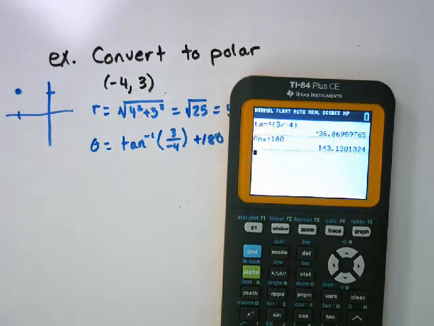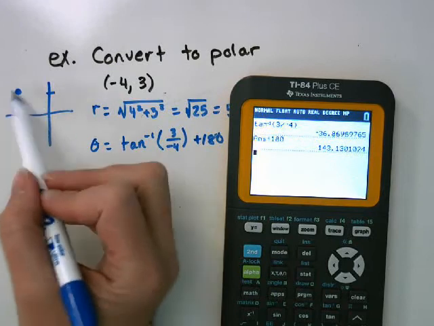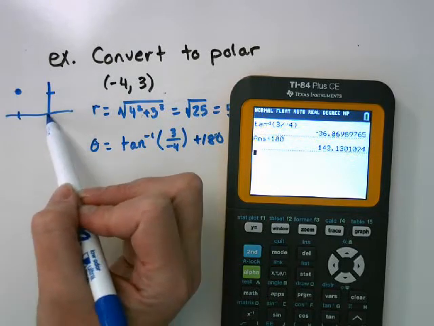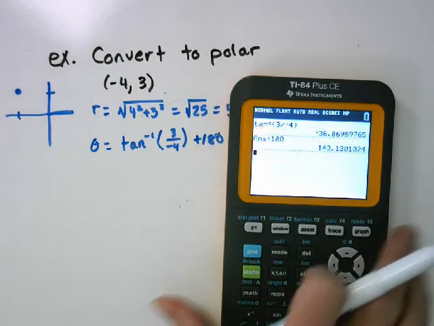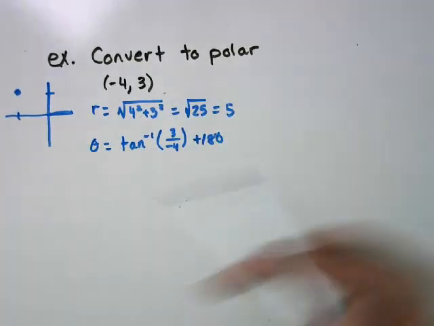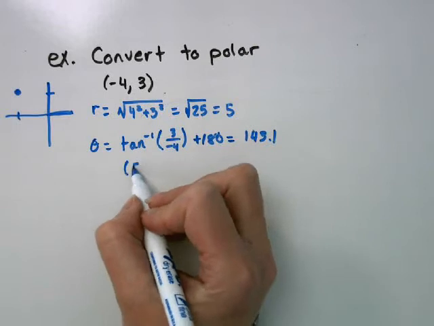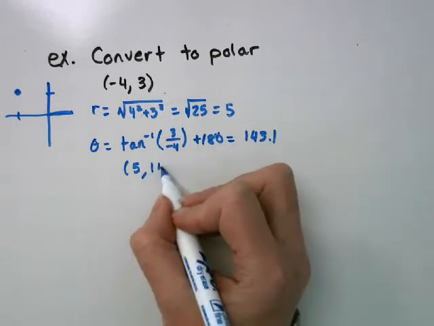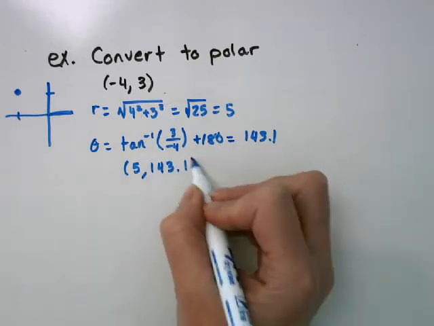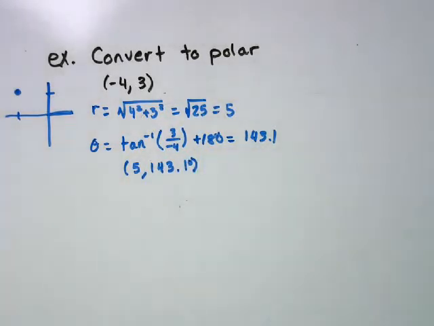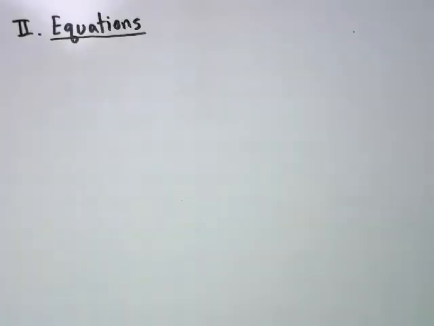Now just think about this, geometrically. Does that angle being 143 make sense if this is 0? Yeah, that's a reasonable answer. So this is going to be the point 5, 143.1 degrees. Now most of the problems you will do will be unit circle problems. But just in case, this is how you're going to handle if it's not on the unit circle.